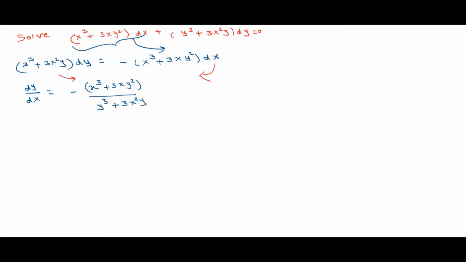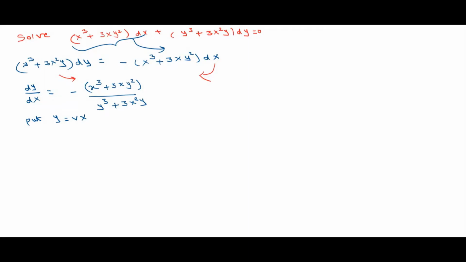In this case, if you see the powers, here the power is 3, here the power of x is 1 and the power of y is 2, 2 plus 1 is equal to 3. In the denominator also y raised to 3 and this x square and y raised to 1, 2 plus 1 is equal to 3. Therefore, this is a homogeneous equation of degree 3. And now we have to substitute, put y is equal to Vx.